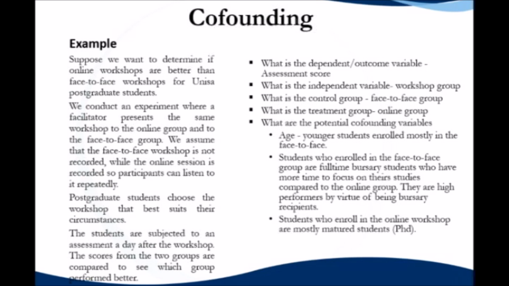Since the students are selecting the workshop that they want to attend themselves, you might find that younger students enrolled mostly in the face-to-face workshops, maybe because they have time. And you find that your more mature students opted for the online version. So that variable kicks in now, because these two groups differ systematically in terms of age. The way the allocation was done, with voluntary selection, ensured that there are differences in age. So now age becomes a confounding variable. It might distort the picture.